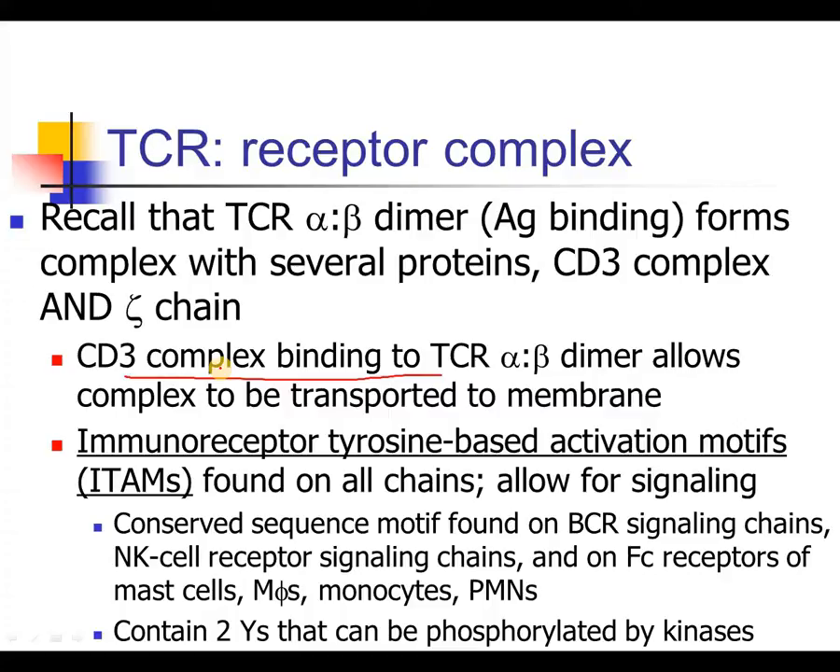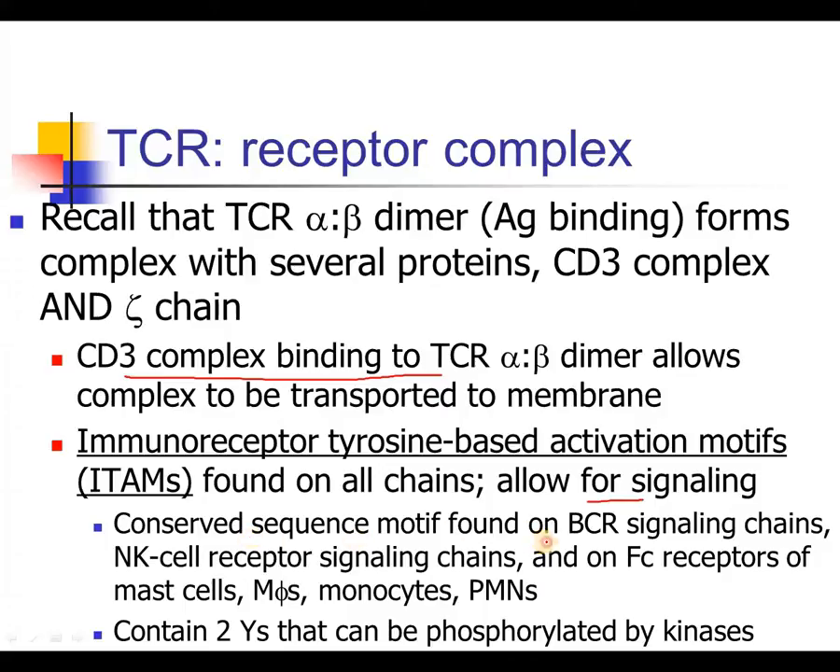And again, there are multiple motifs, immunoreceptor tyrosine-based activation motifs, that are found on these signaling molecule chains. They are there to allow for signaling. A lot of phosphorylation occurs on these, and they're highly conserved because they don't need to do anything but signal. So unlike the antigen binding area of the T cell receptor, the signaling molecules are highly conserved.